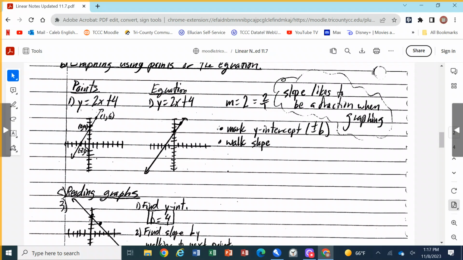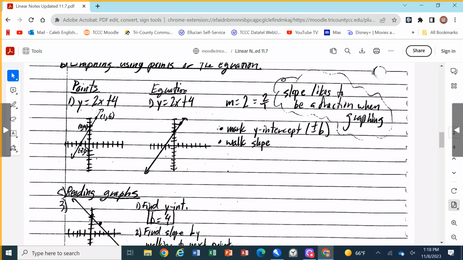Once you've got those 3 points marked, draw your line through there. They look better when you use some sort of straight edge, but I know we don't always have access to it. So, using the points: once you find them, put them on there. There you go. The hardest part about that one is finding the points, because you have to make a function table.